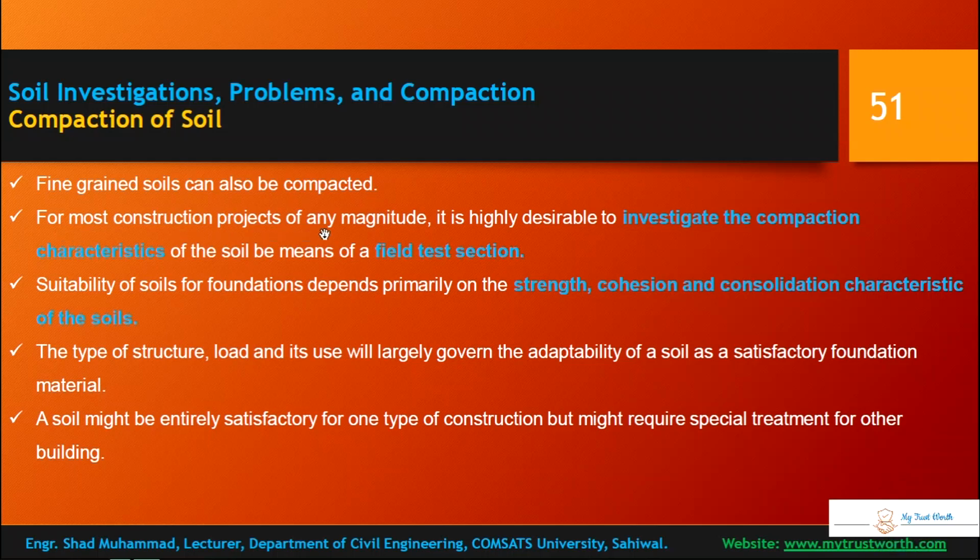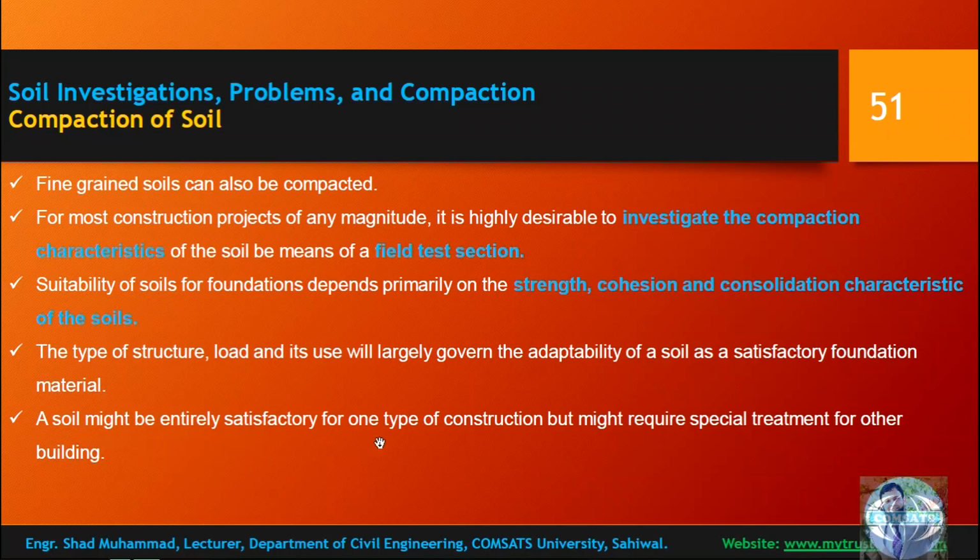For most construction projects of any magnitude, it is highly desirable to investigate the compaction characteristics of the soil by means of a field test section. And suitability of soil for foundations depends primarily on strength, cohesion, and consolidation characteristics of the soil. So the type of structure, load, and its use will largely govern the adaptability of the soil as a satisfactory foundation material. So the type of structure on which that soil is going to bear, and how much load, those are the governing features.